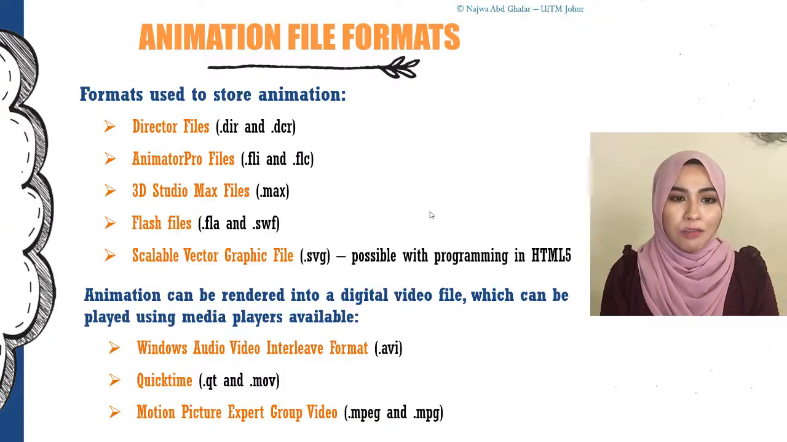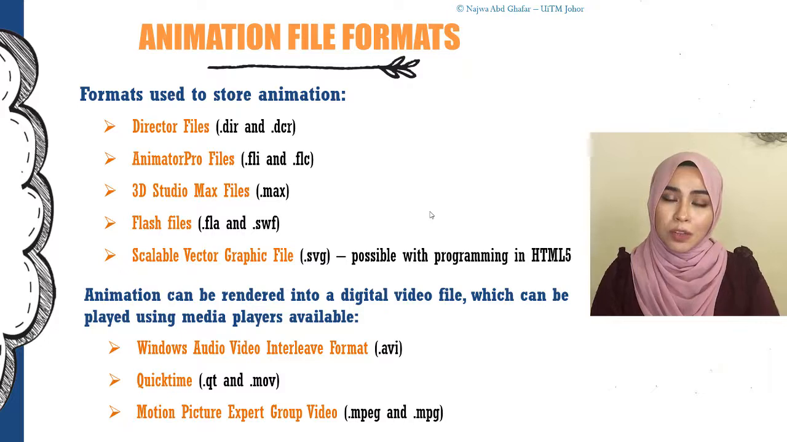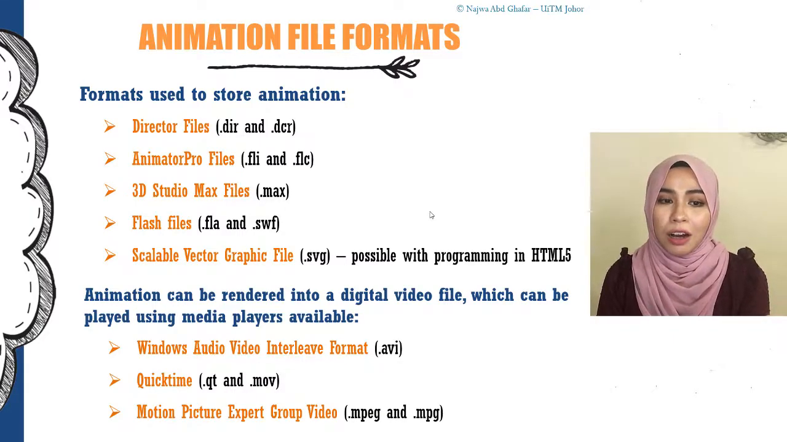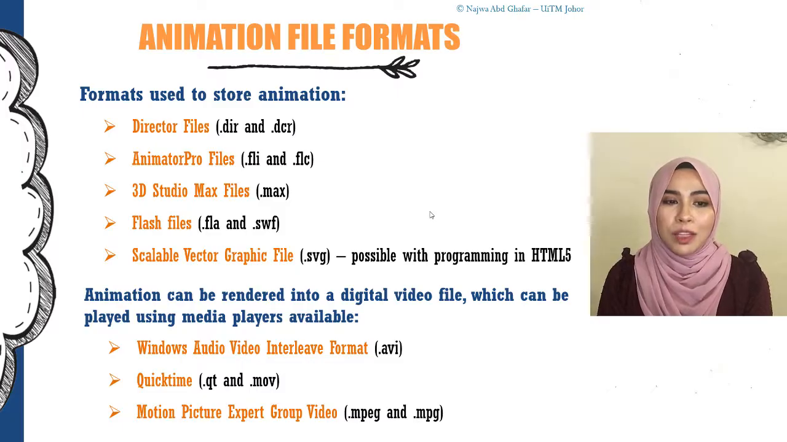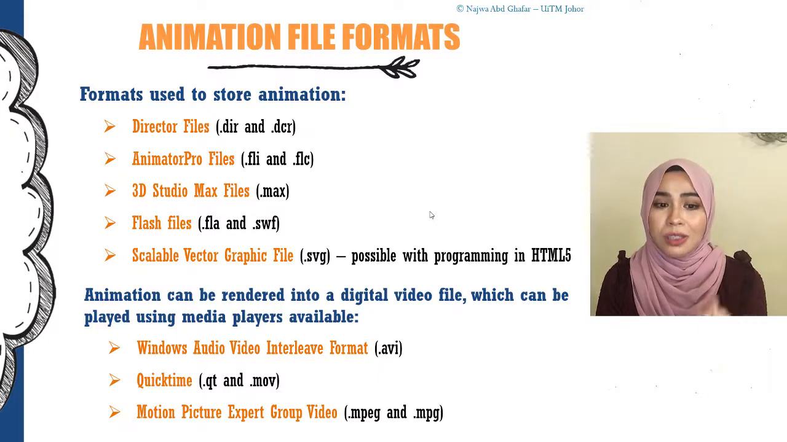Alright, so animation file formats. Some of the formats used to store animation will depend on the software that you use. If you use Adobe Animate or Adobe Flash, the file is .fla, .swf. If you use Adobe Director, the file is .dir, .dcr. If you use Animator Pro, .fli, .flc. If you use 3D Studio Max, it's .max. If you're trying to create animation of vectors, then it is .svg.